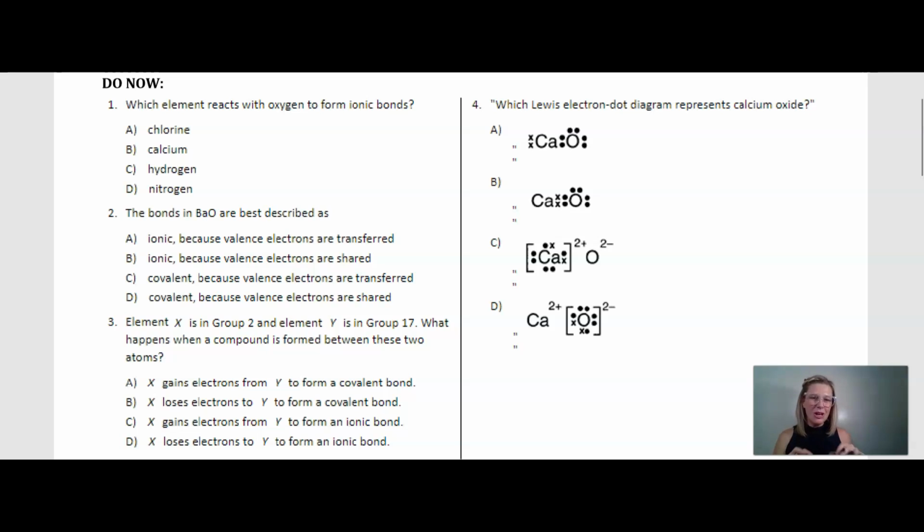And today we're going to be talking about how to name ionic compounds. So hopefully by the end of today's lesson, you'll be able to look at some of those names and have a better understanding of what some of those substances are.